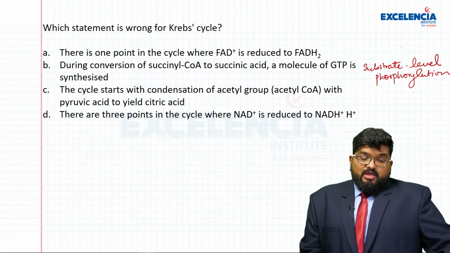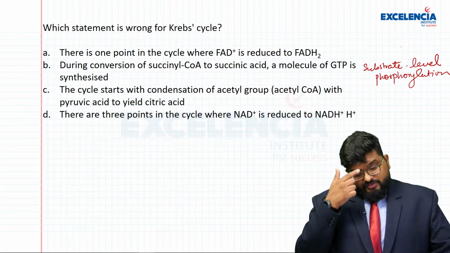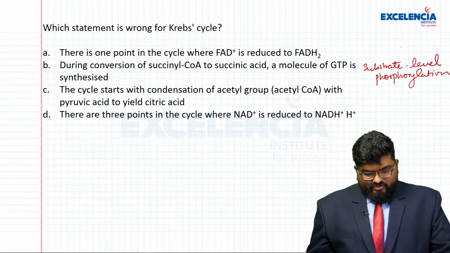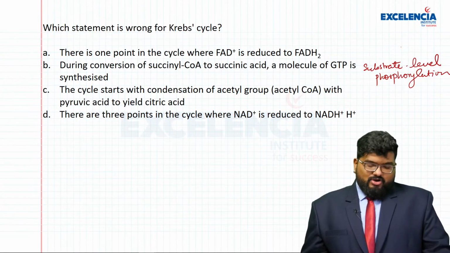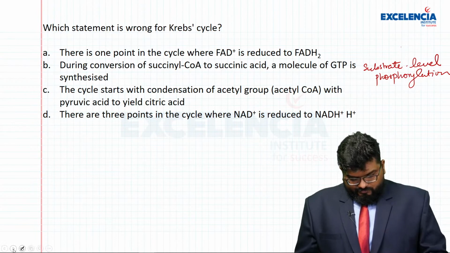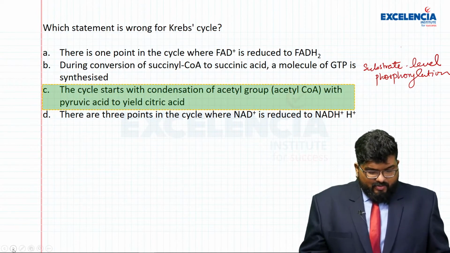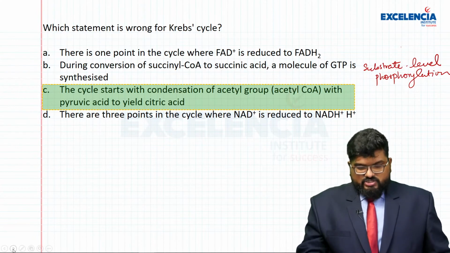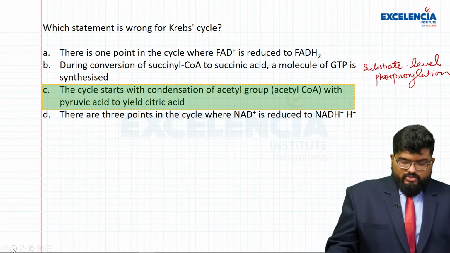That is true. Then, the cycle starts with condensation of acetyl group with pyruvic acid to yield citric acid. Is that true? That is wrong, isn't it? And there are 3 points in the cycle where NAD+ is reduced to NADH2. Yeah, those are the cases.